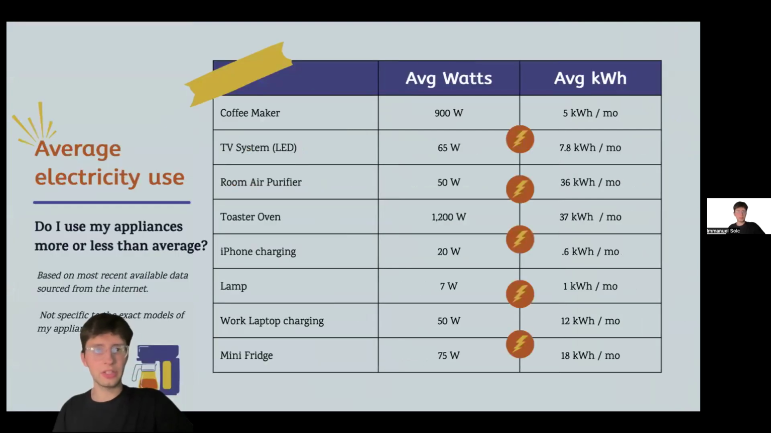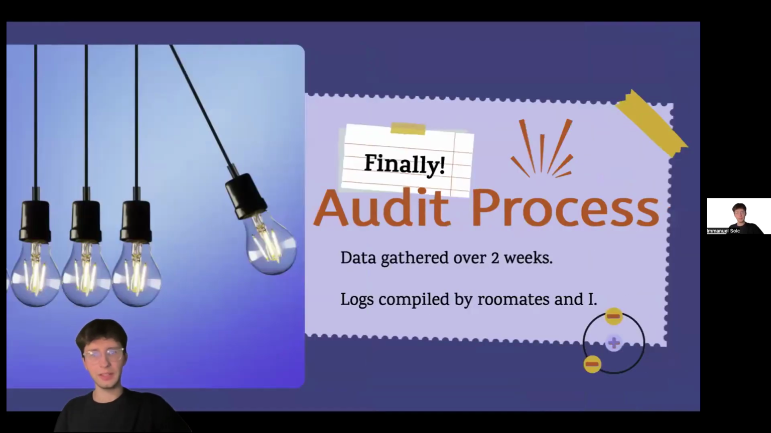Alrighty, and here's average electricity use from some sources I've gathered. I've included reference links on the last slide, but the average is in the right-hand column here for kilowatt hours per month, and I included average watts used as well. So let's dive right in. Did I use less or more than average? Let's see. Finally, the audit process.